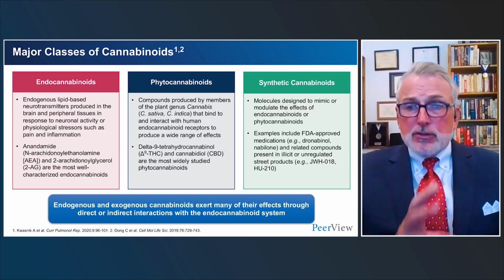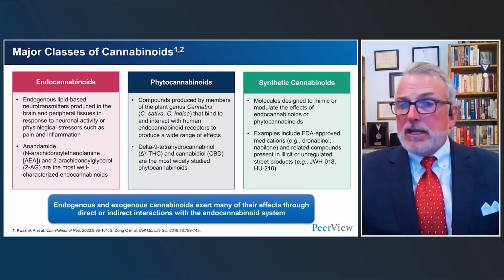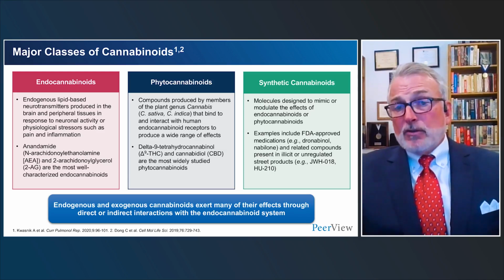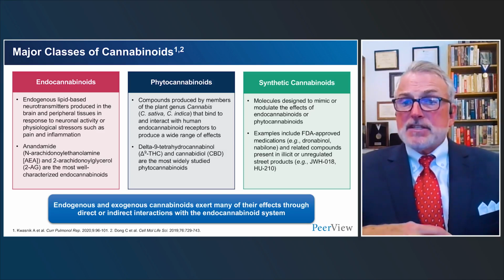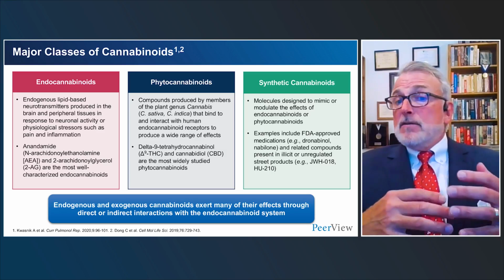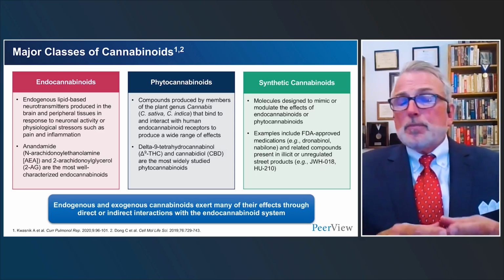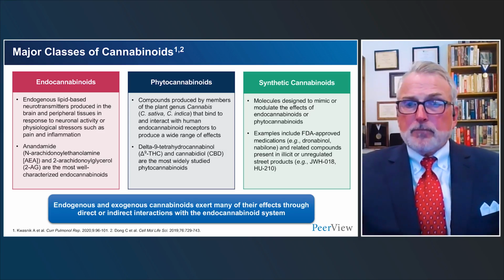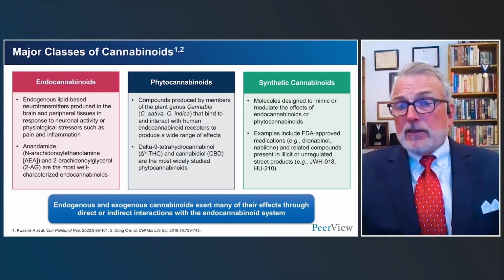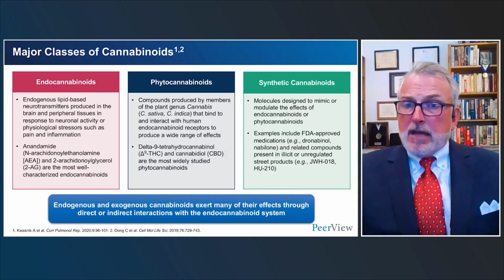Our bodies use these molecules to modulate our homeostasis. And so what the phytocannabinoids do from outside the body is usurp that system and have an effect for recreational purposes or potentially for medical benefit. And then finally, the third class are the synthetic cannabinoids.